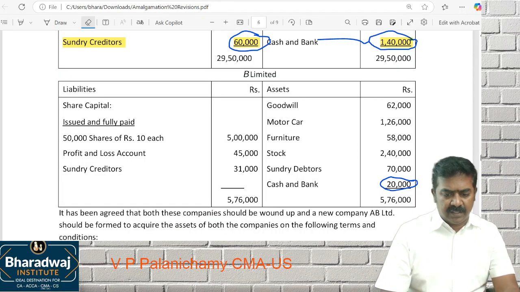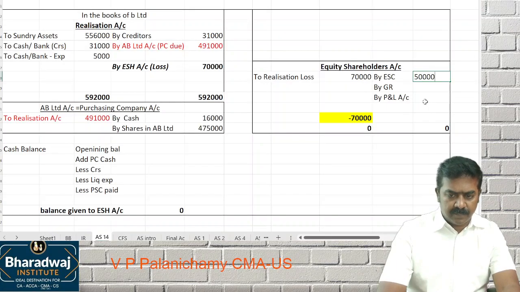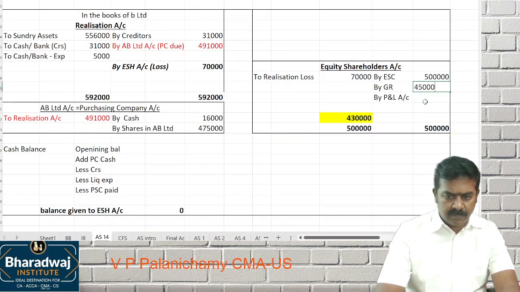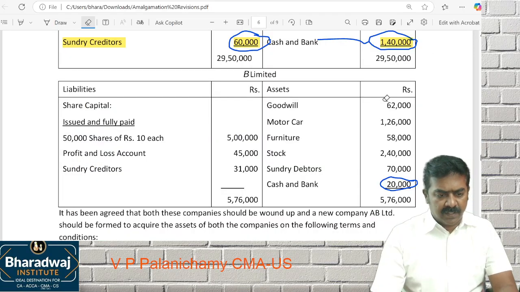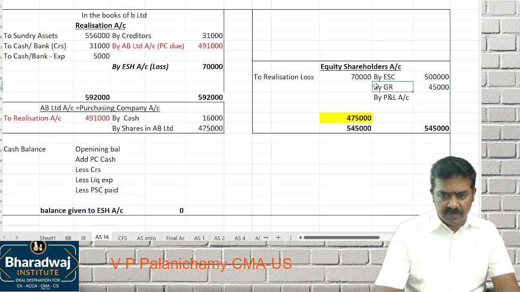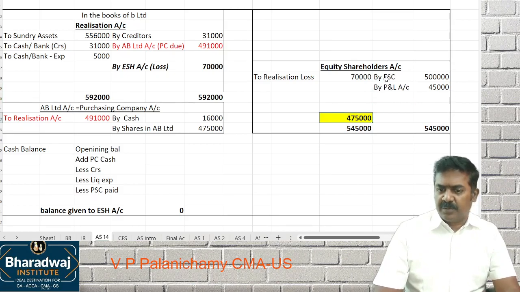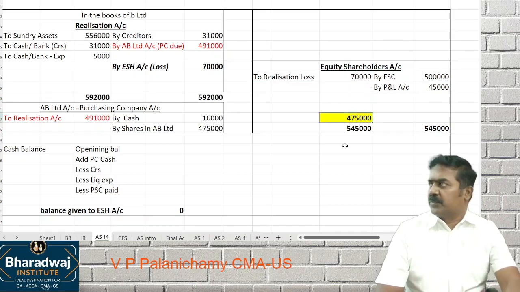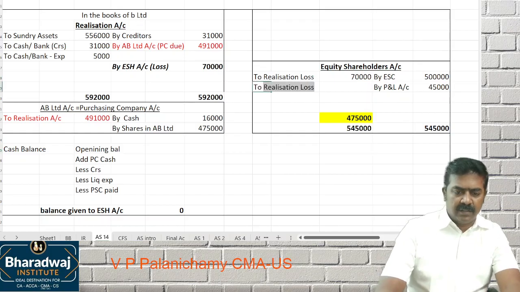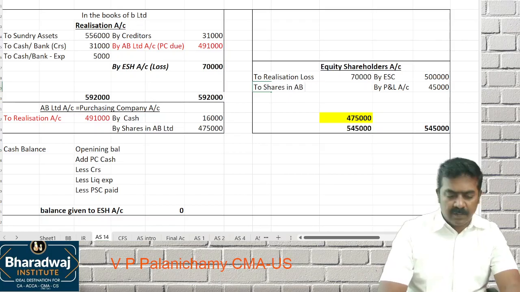Equity share capital, second company level, 5 lakh. Then reserves 45,000. No P&L account, right? So we have to pay 4,75,000. Capital plus reserves minus realization loss, how much do we need to pay? 4,75,000 we have to pay. How to pay? Shares in AB Limited. Cash will not be there.